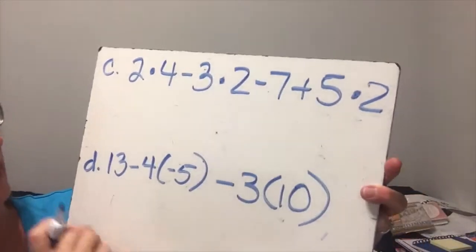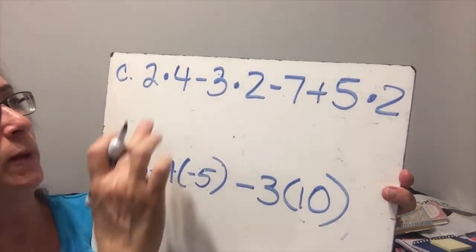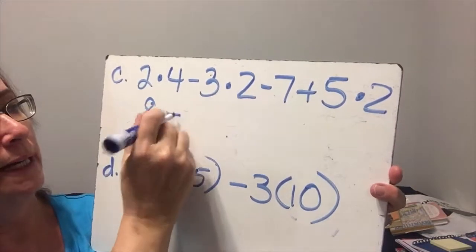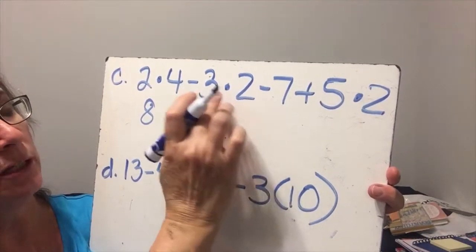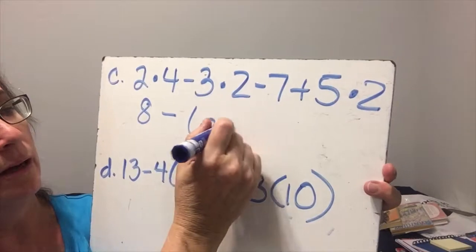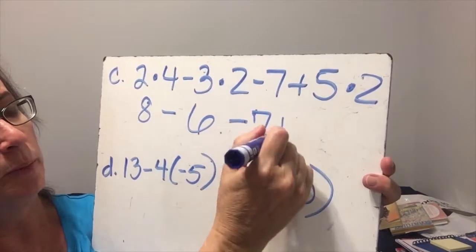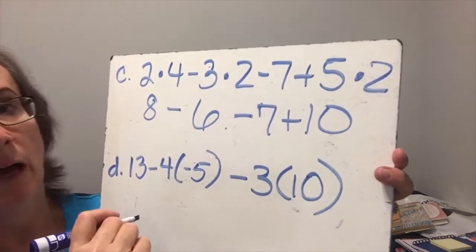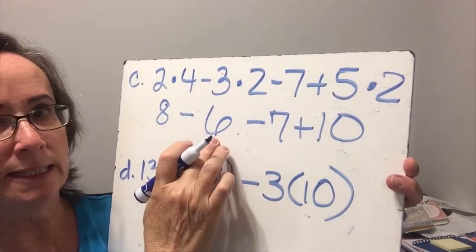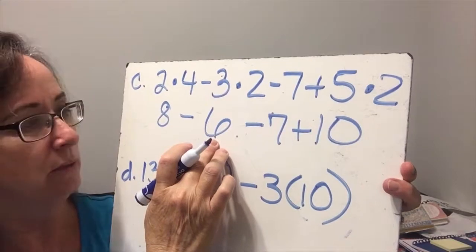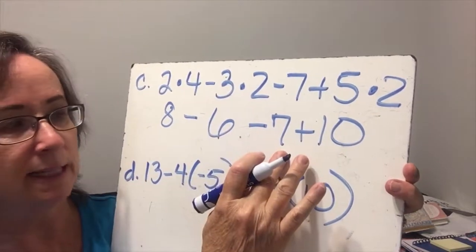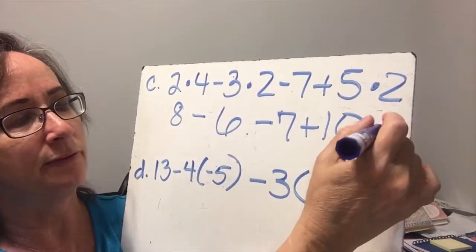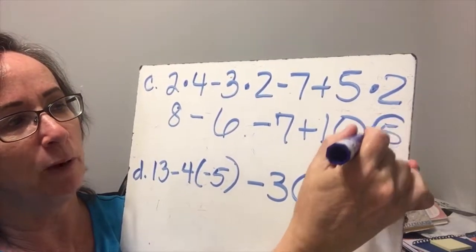Okay, so this is practice C and D, and we have a multiplication, 8 minus, and then another multiplication, 6 minus 7 plus 5 times 2 is 10. Okay, now I've got 8 minus 6 is 2, and then 2 minus 7 is -5, and then -5 plus 10 is +5. Okay, so we wind up with a 5.